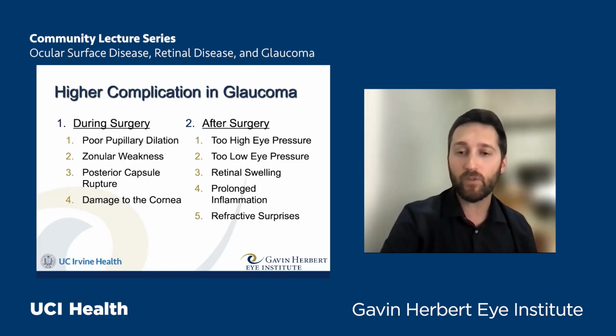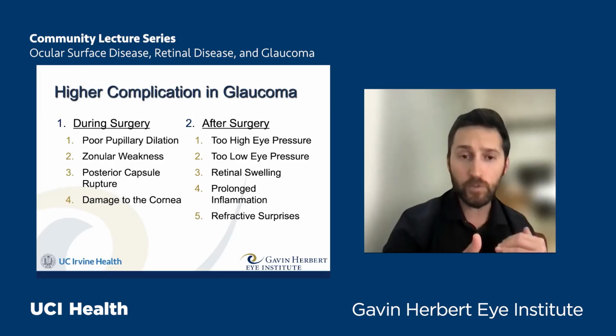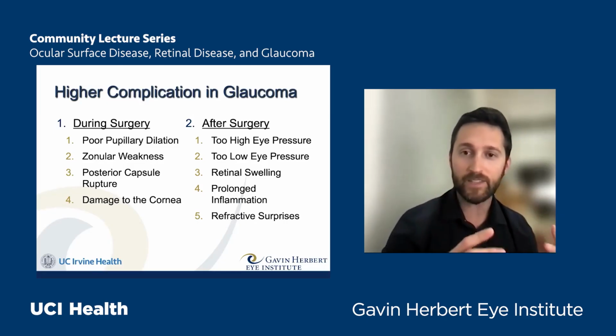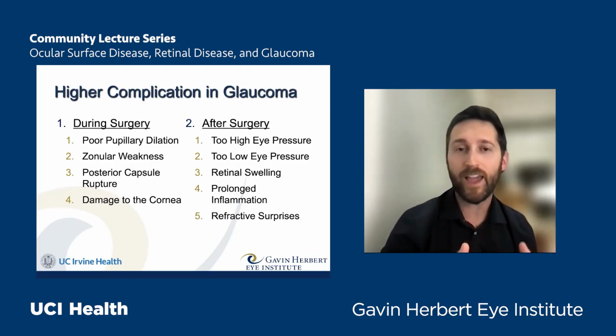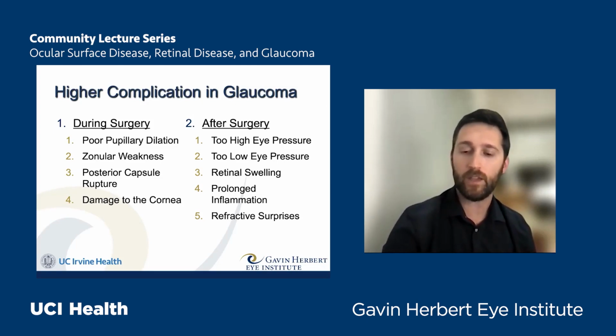And then lastly, refractive surprise is more common in glaucoma. This means that you did those measurements that Dr. Bashad was talking about. You put them into a math formula. You got the lens that you think is right, and you put it in the eye, and it turns out it's a little bit off. The formula doesn't quite match exactly what you want it to. And so that is more common in glaucoma as well.